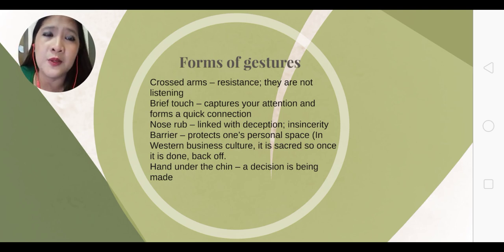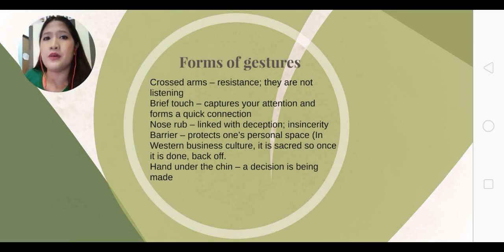Barrier as well protects one's personal space. In Western business culture, it is so sacred. So once done, it's done. Back off. So an important explanation for this.